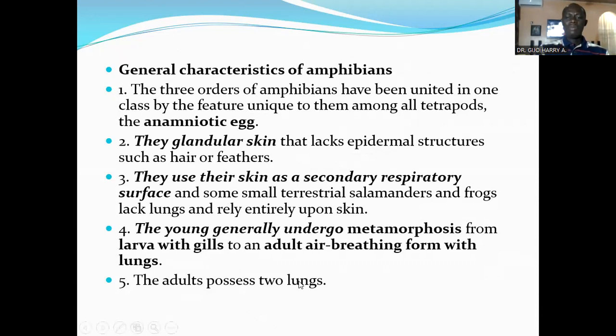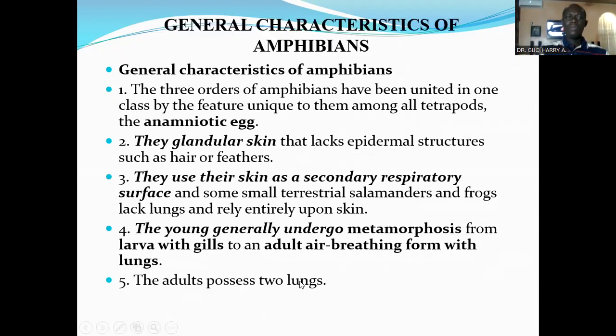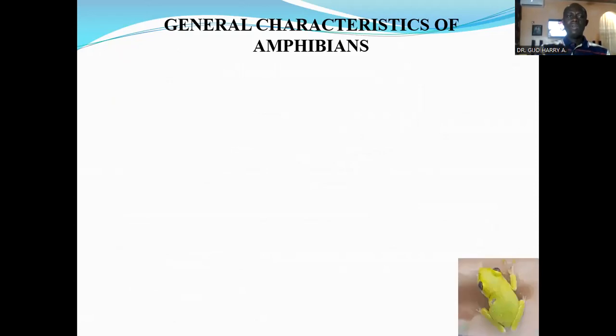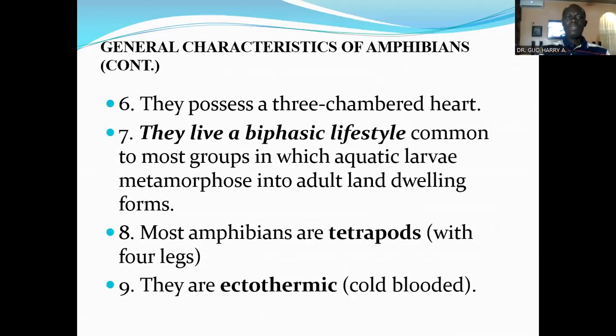The adults usually possess two lungs for respiration. The adult amphibians usually use two lungs for respiration. The sixth distinctive feature or characteristic of the amphibians is that they possess a three-chambered heart. The amphibians possess a three-chambered heart.